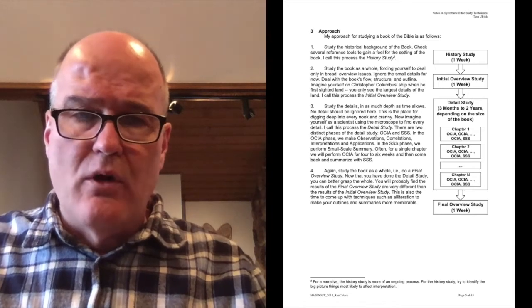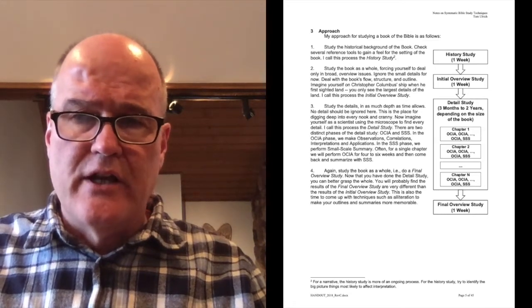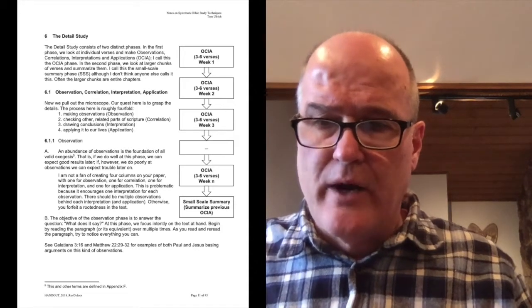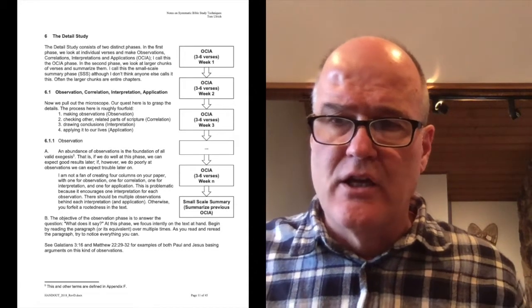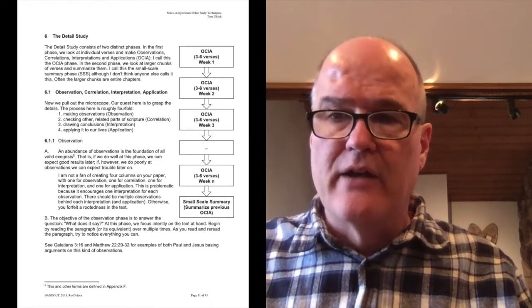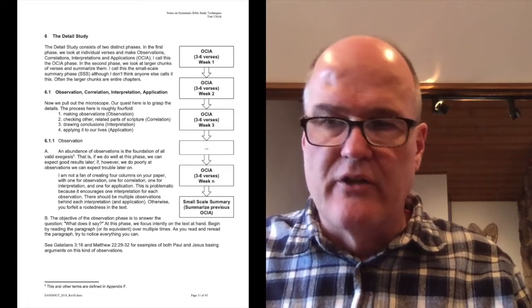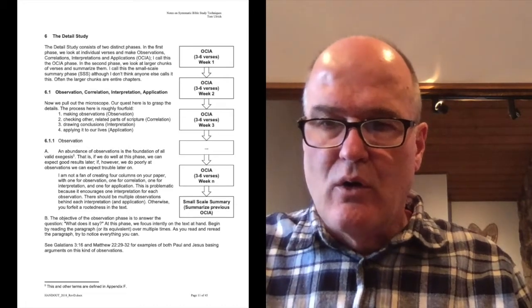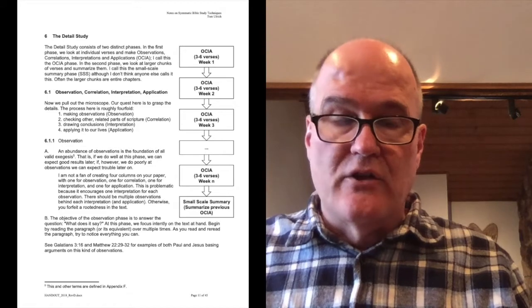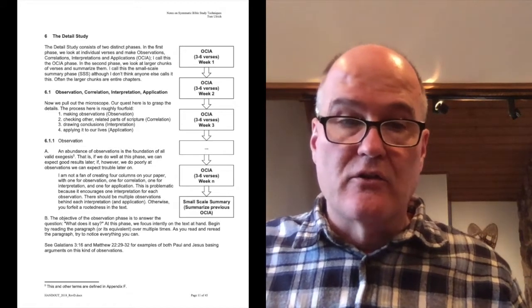Now, for the detail study, there are two major parts, and you see on this little graph on the right of page 11, we do what I call OCIA. I'll define that in a second. We do that on 3 to 6 verses, and do it again on 3 to 6 verses, and then you stop and do a small scale summary. So the two major parts are OCIA and then the small scale summary.